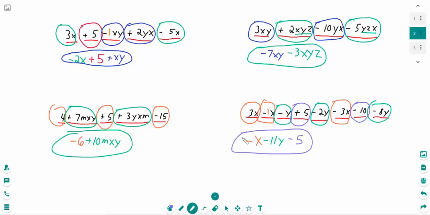So hopefully that makes sense, Luke. They're pretty straightforward. You just need to be very careful that you catch all of the like terms as you look through the problem. So go ahead and work on today's homework sheet or our list of homework problems, and we will see you tomorrow.